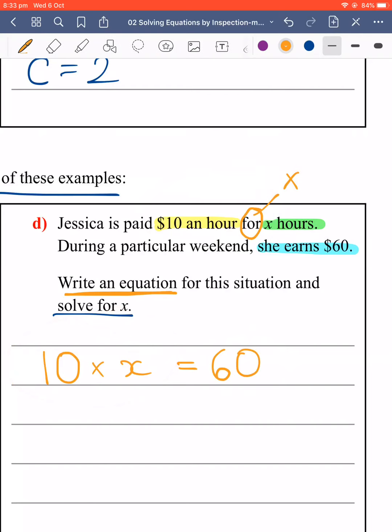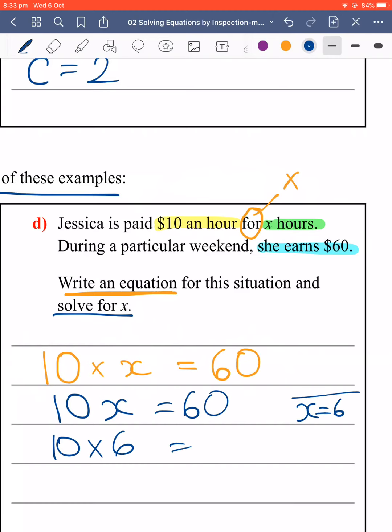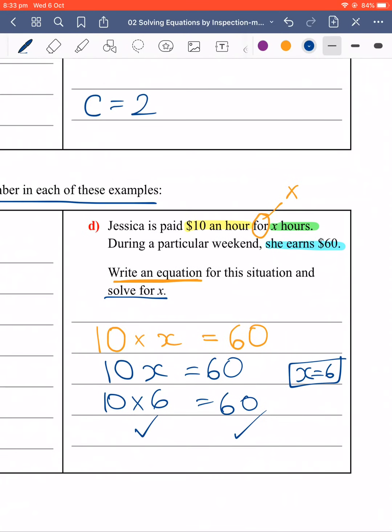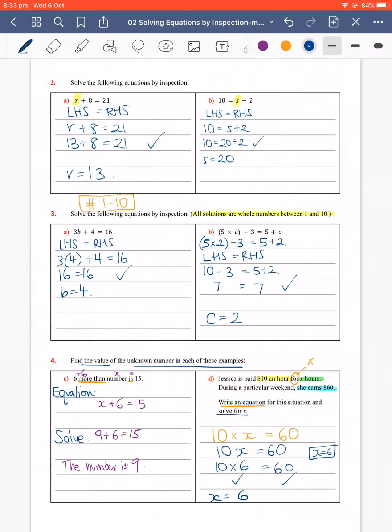Okay, so now that we've got our equation, let's have a go at our solution. We need to solve it. So I've got 10 multiplied by x gives me 60. And again, let's have a play around. I could do 10 multiplied by 6. So I'm substituting in x equals 6. And that does indeed equal 60. So my right-hand side and my left-hand side are equal. So my number, and again, we need to know what our value for x is in the end, our number is 6. So she's actually worked 6 hours. Lovely. On to your questions now.